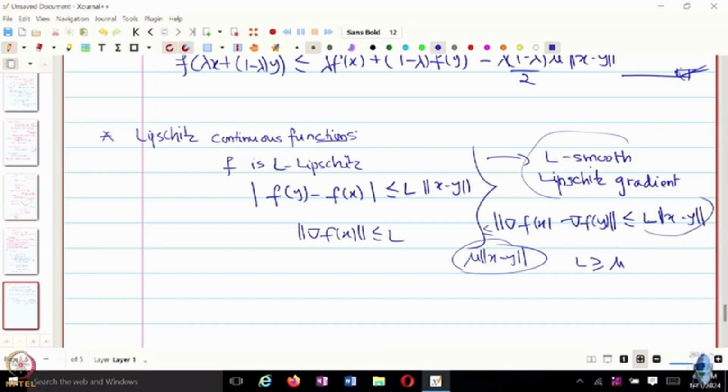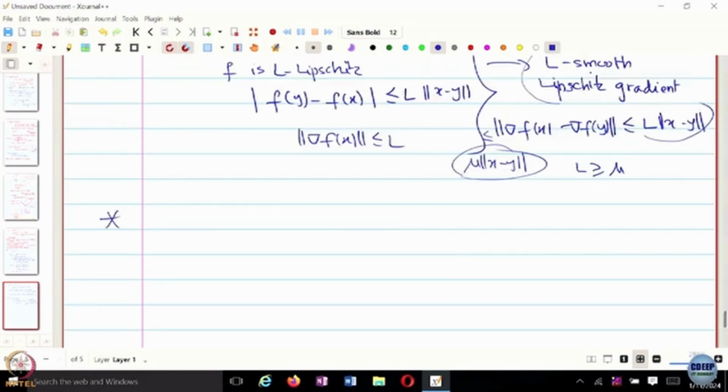For quadratic functions, L is exactly equal to mu, but in general, L is always greater than or equal to mu. If you look at x square, it is both L smooth and mu strongly convex, with L and mu both being equal to 2, right. So that is the distinction between Lipschitz smoothness and strong convexity. Is everyone able to follow?